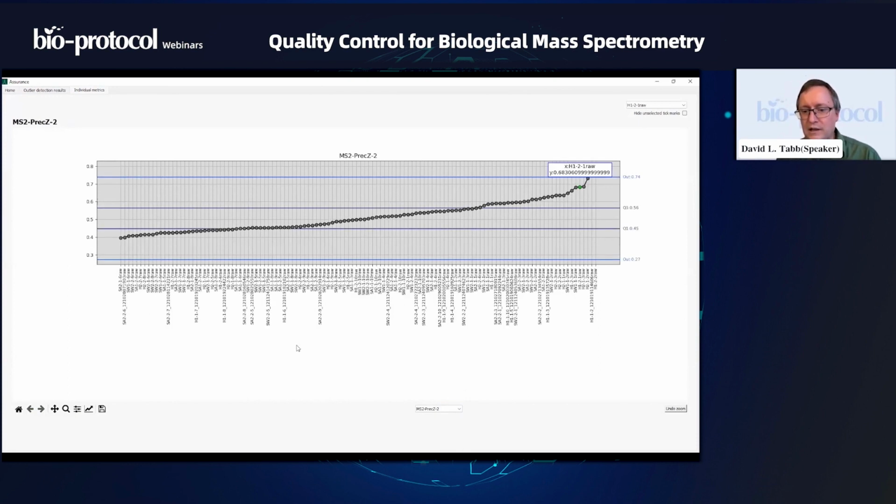Here we go. This is the fraction of precursors in a given raw file that were +2 charge. Okay, so we see that at the lowest, 40% of all my precursors were +2s. At the highest, I had about 0.74, so 74% of my precursors were +2s. So that's an example of a metric that helps me to evaluate whether any of these files are way above or way below the others.